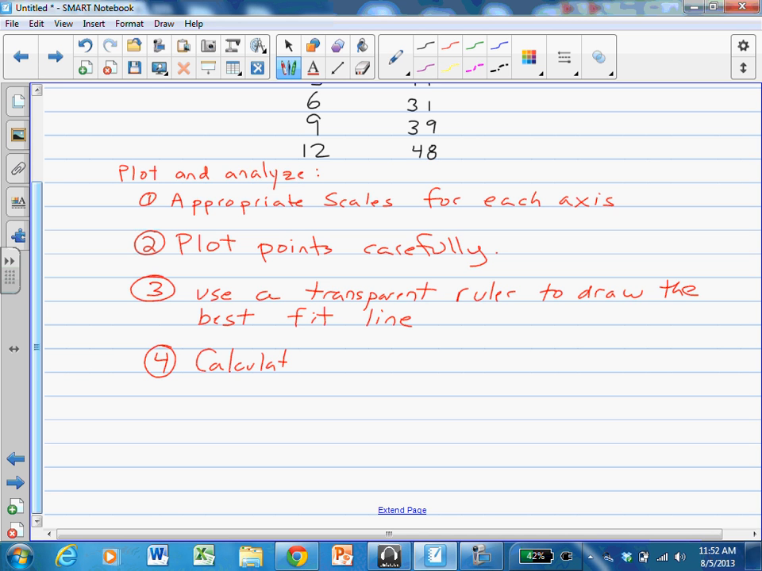I'll give you the formula in a bit. From 2 points on the line. And this is a big area where people make mistakes because they don't use points on the line, they use points from their data. Well, not all the data falls on the line. It bounces around. The line is a best fit through that. And then 5 is to write the equation of the line.